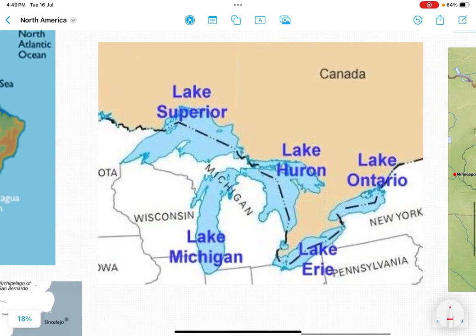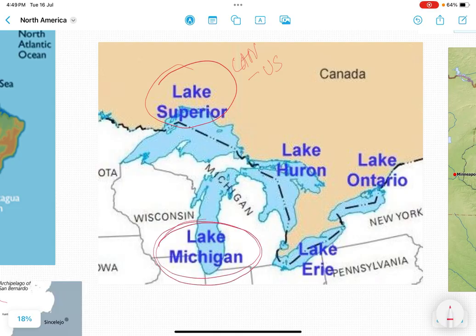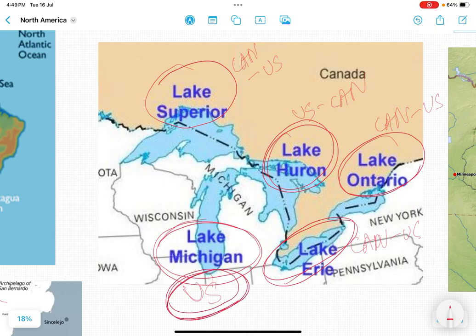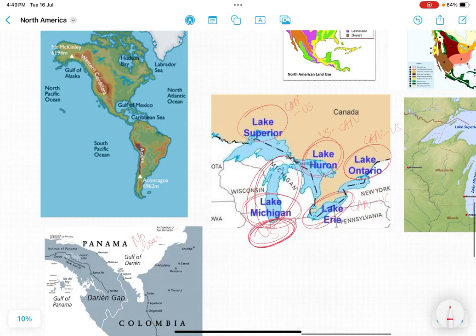Then the lakes, right? Where these lakes lie. Lake Superior is in Canada and the US both. Lake Michigan is completely in the US. Lake Huron is in Canada and the US. Lake Ontario is also in Canada and the US. Lake Erie is also in Canada and the US. So only Lake Michigan is completely in the United States, right?